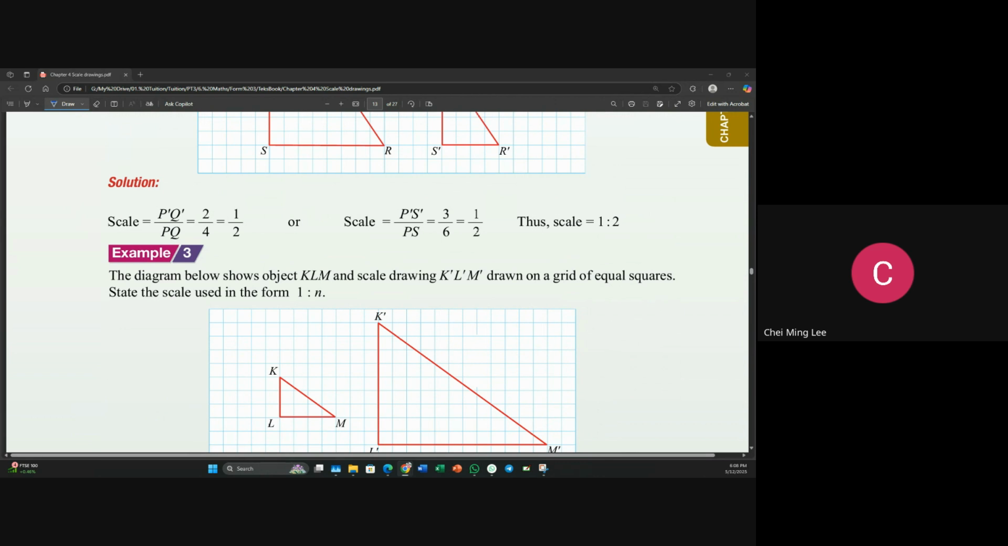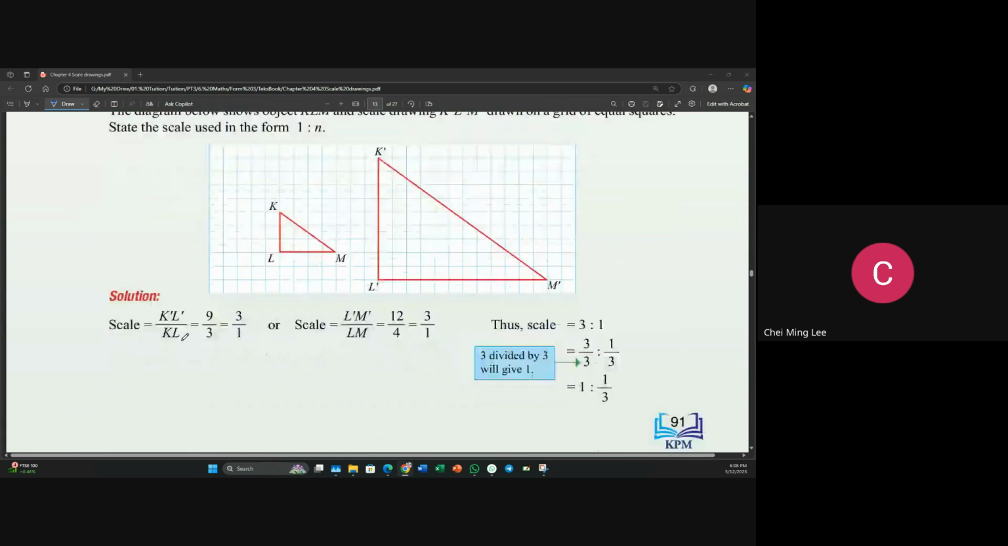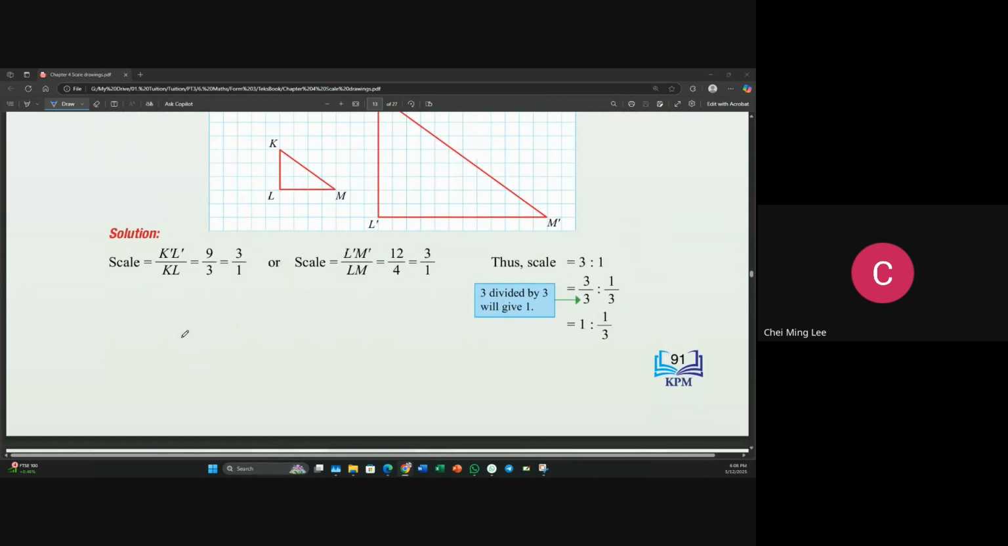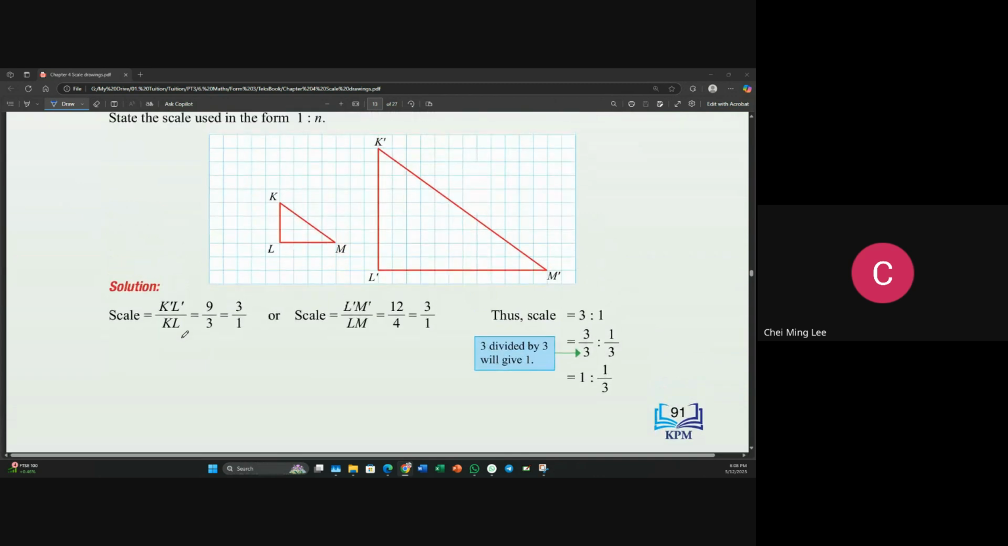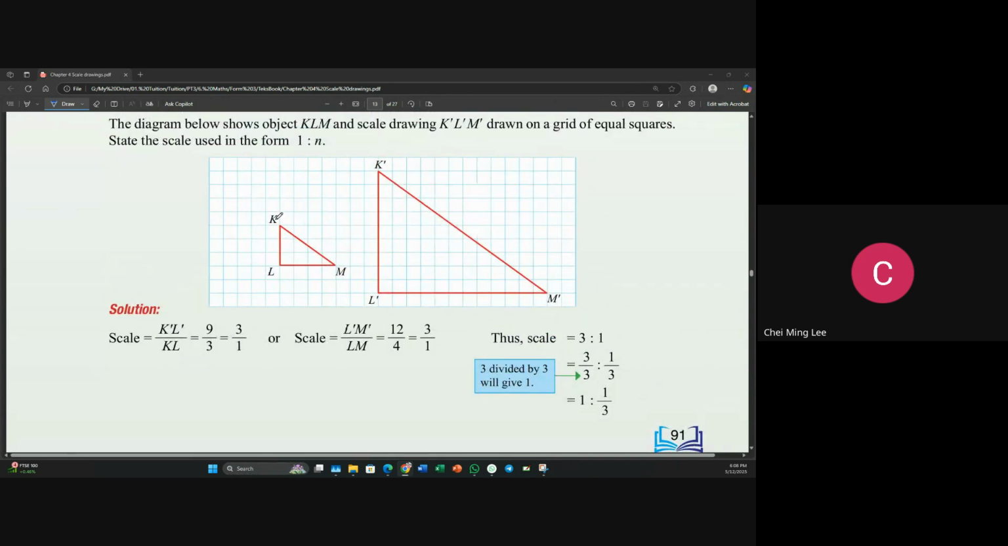Done. All right, so let's see whether you are correct or not. This is the object. This is the image. For the object, we start with KL, which is 3. And then this one is 1, 2, 3, 4, 5, 6, 7, 8, 9. So 9 over 3. So you get 3 divided by 1, which is 3. The scale will be 3 to 1.